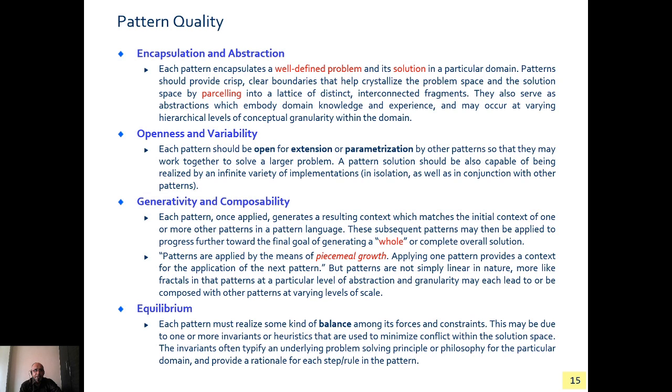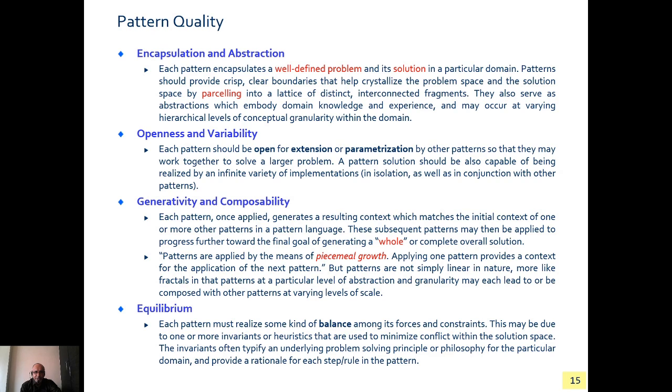Openness and variability: open for extension or parameterization by other patterns. That is, one pattern can be intermixed and related, and the variance can be caused by it. That would depend on parameterization: what input they take and what output they generate.